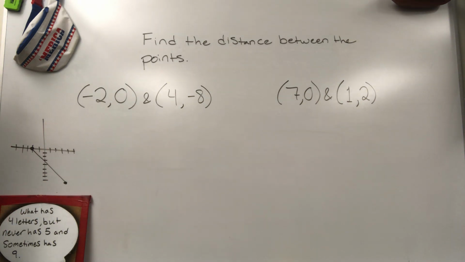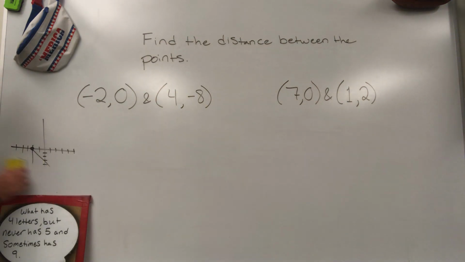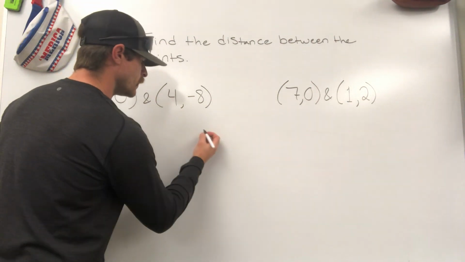Now, the first time you're asked to do one of these problems, you probably figured out that you can create right triangles, figure the distance of your legs, and then use the Pythagorean theorem to determine that. But there's a much quicker way, and that is using the distance formula. So what is the distance formula? I'm going to write it right here in the middle for you.